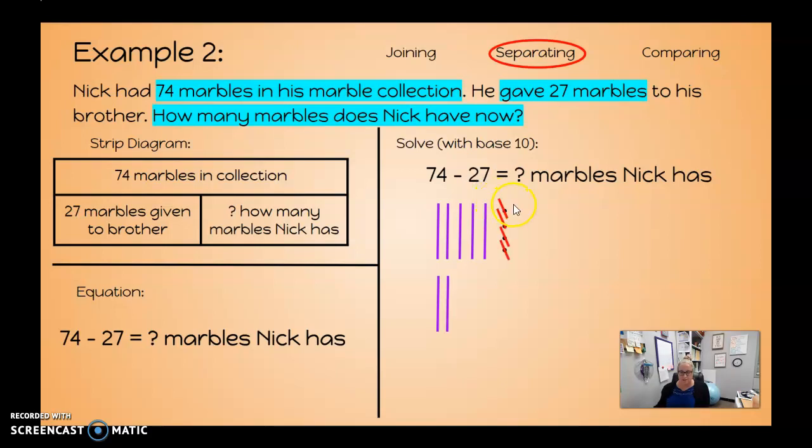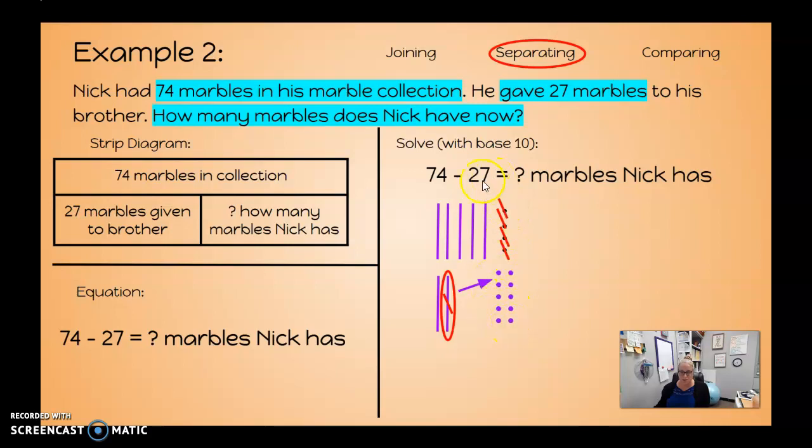So the first thing that I did is I took away 4. 1, 2, 3, 4. But I need to take away 7 ones, but I didn't have 7 ones to take away. So what am I going to do? If you said I'm going to take a 10 and put it in my ones place, you're correct. So I took a 10 away and I broke it up into 10 little ones. 1, 2, 3, 4, 5, 6, 7, 8, 9, 10.